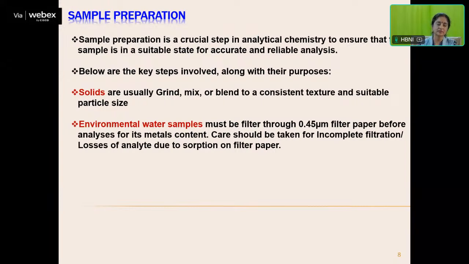In my last class I also gave you something on sample preparation. I told you the various dissolution techniques like acid dissolution, alkali dissolution, microwave dissolution, and high pressure dissolution. So you may go through that for sample preparation. However, a few points I want to add in this lecture also. Sample preparation is a crucial step in chemistry to ensure that the sample is in a suitable state for accurate and reliable analysis. What does this mean?